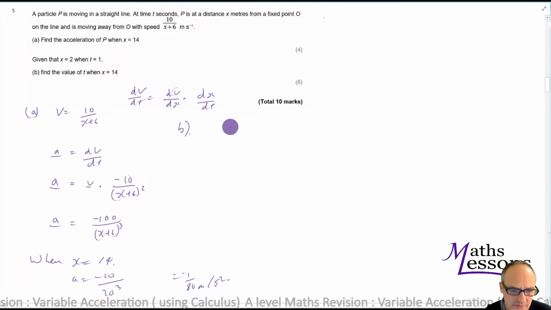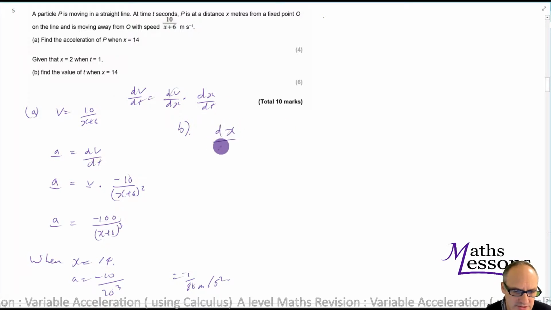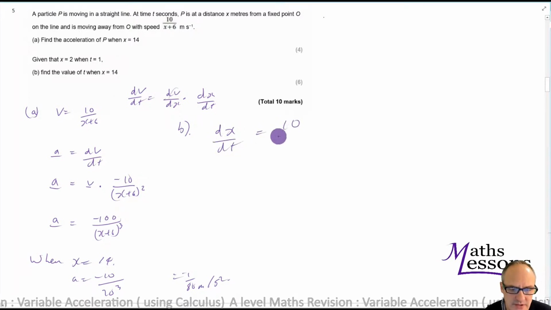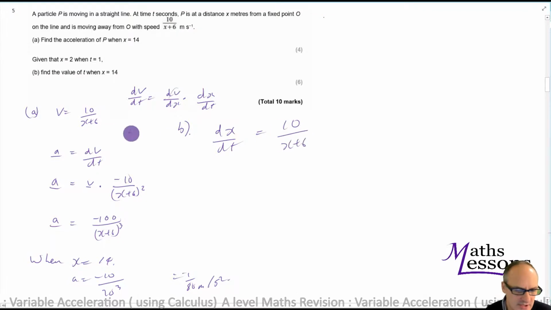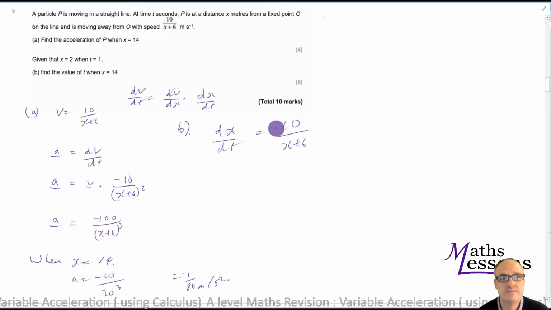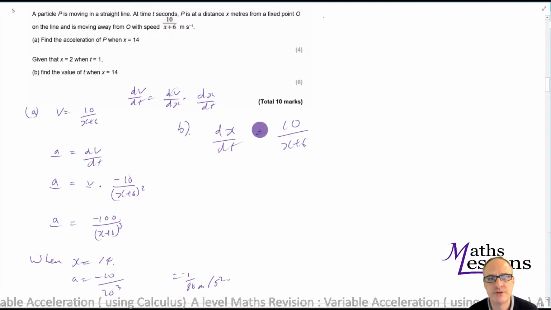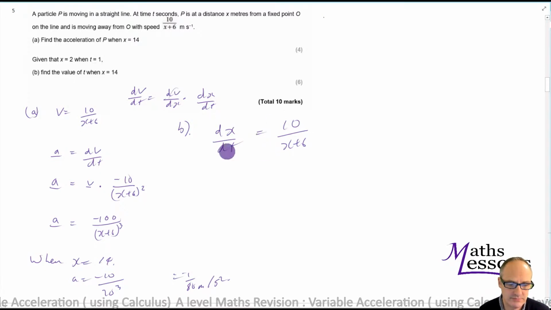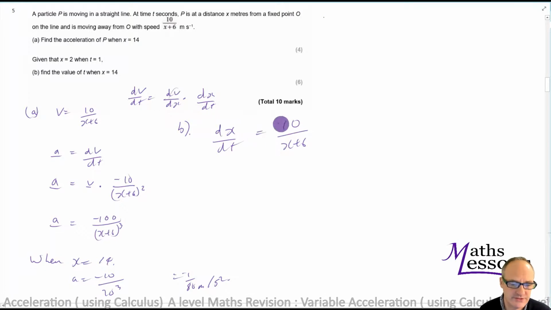So we know that dx by dt is equal to 10 over x plus 6. Whereas before we used the chain rule to help us, this part of the question is a differential equation, which is taught pretty much at the end of the single pure math syllabus. And for my class, it's pretty much the last one of 2 topics left to do.